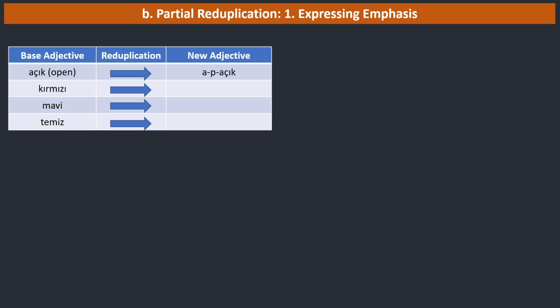Wide open, yes, maybe. Or if açık meant like clear, apaçık is like clear, obvious. Sometimes when people want to say obvious, they say apaçık.